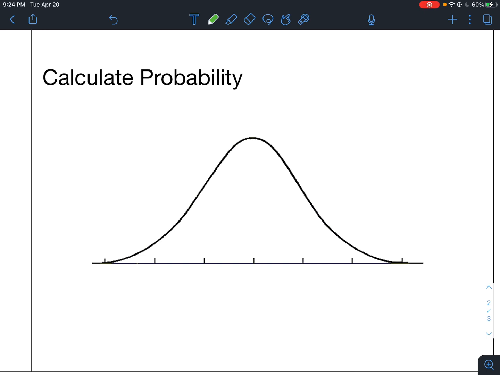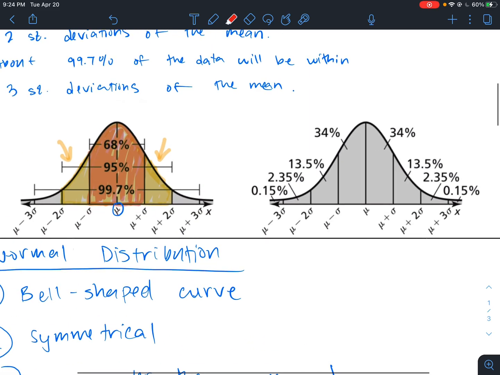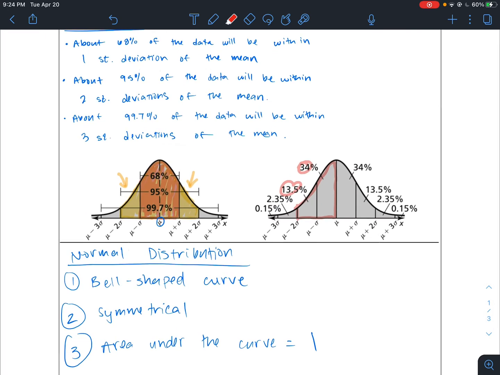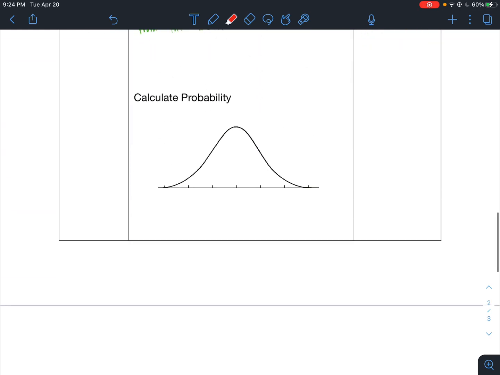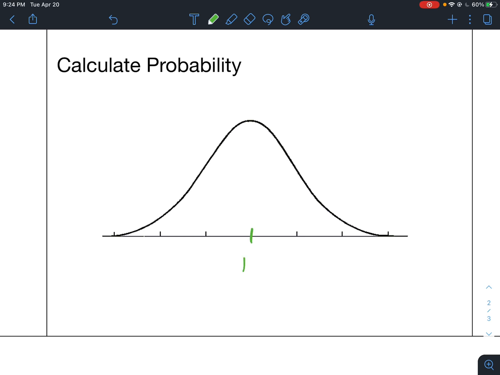Now this is going to be a little bit different today for calculating probability, because before, all we had to do was count up these percentages. So if we were within 2 standard deviations to the left, we could just add those up, right? We're going to be doing it a little bit differently today. So to calculate probability, let's say this is the mean right here, and the mean in a standard normal curve is 0, and then 1, 2, 3, negative 1, negative 2, and negative 3.